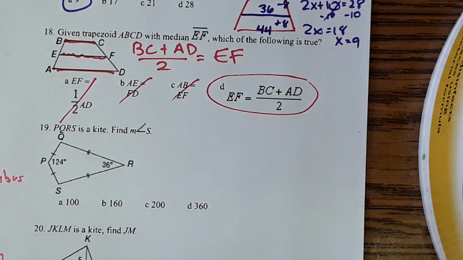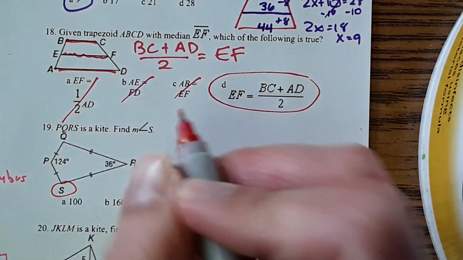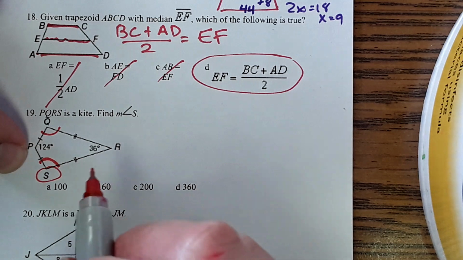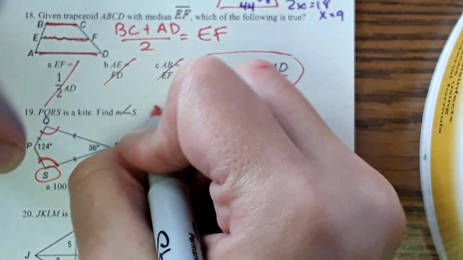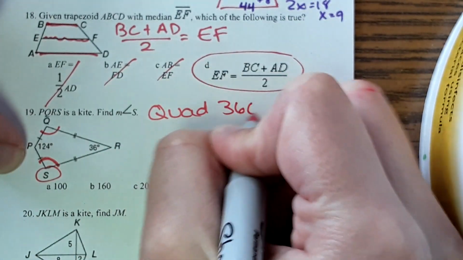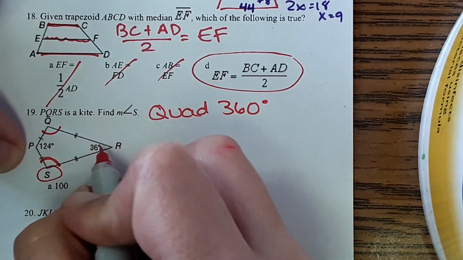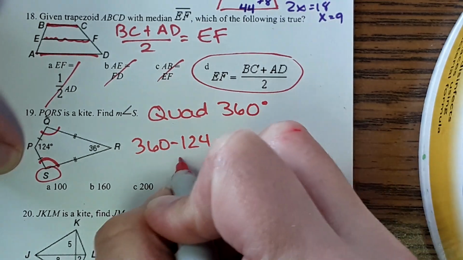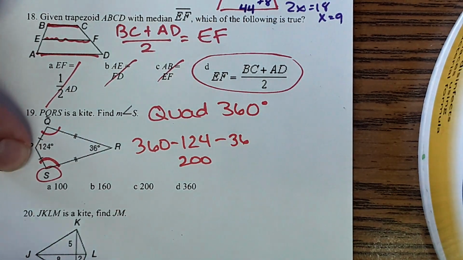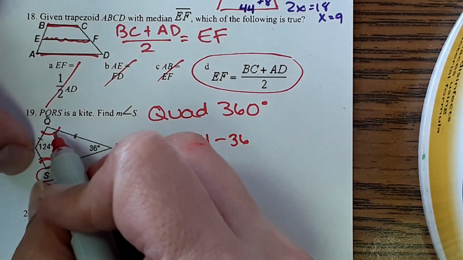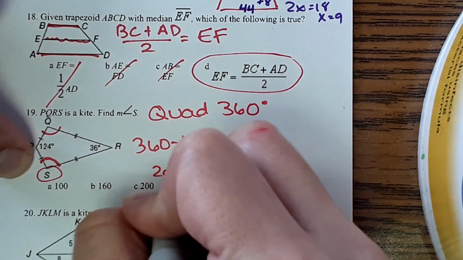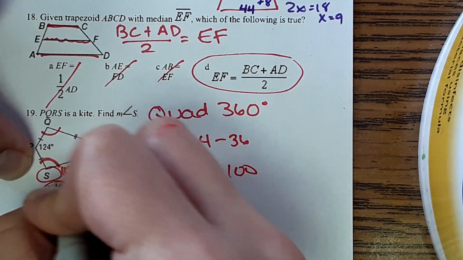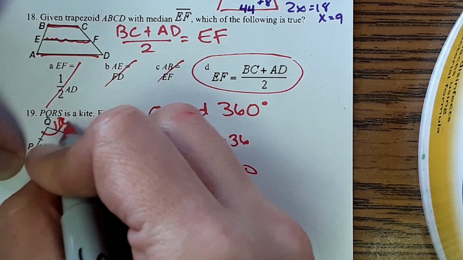Number 19. Here we got a kite. Find the measure of angle S. In a kite, these opposite angles are congruent. Then the 4 angles of a quadrilateral add to 360 degrees. So what I'm going to do is subtract these two numbers to see what's left over. We get 200. Then we take 200 and spread it evenly among those two angles. So 200 divided by 2 equals 100. So S is 100 degrees, and 100 goes here too, if anybody cared.